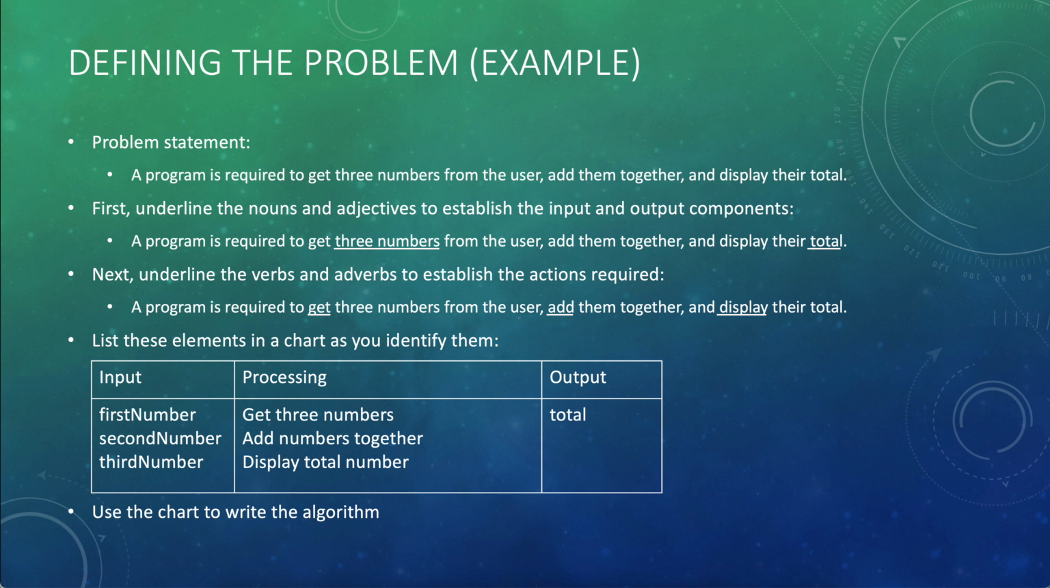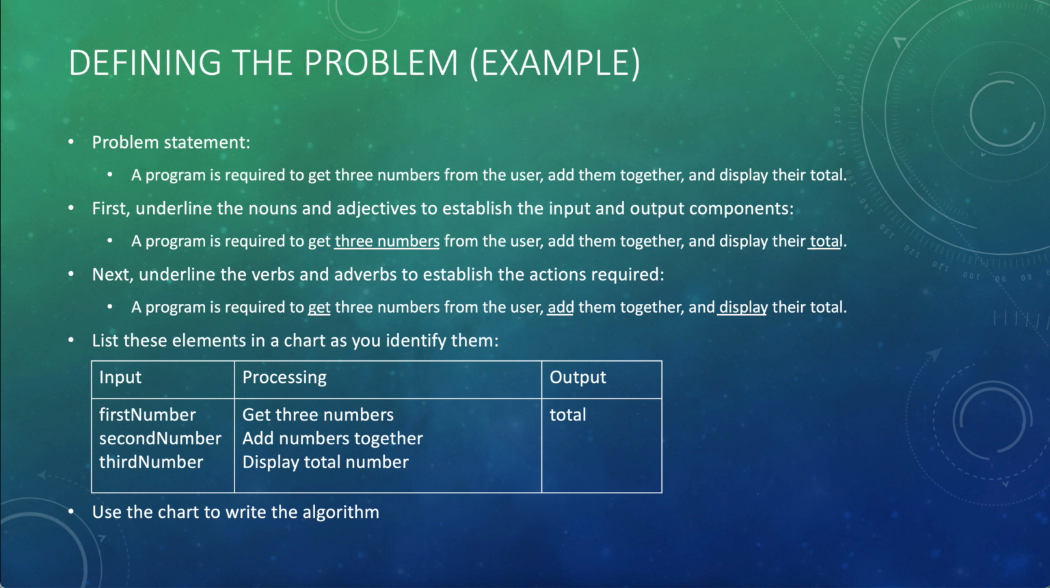The next step would be to underline the verbs and adverbs to establish the actions that are required. So in this problem statement, get, add, and display are all verbs. And when you write down the processing steps, you want to write down the phrases of that particular step. So you wouldn't just put get. It's more than the verb itself, but it is the entire action.